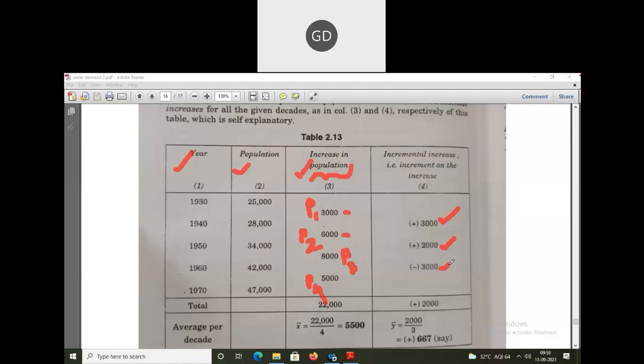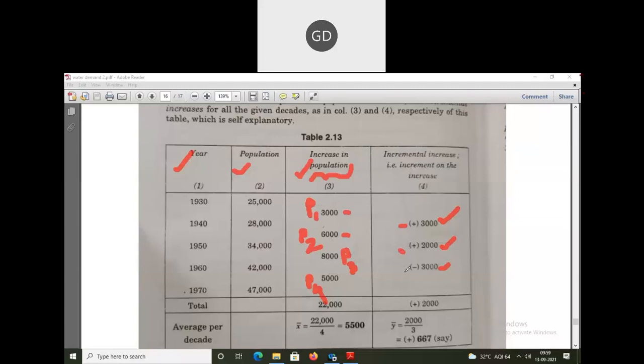So these are the values you have got. The bigger population minus the smaller population, like P2 minus P1, P3 minus P2, then P4 minus P3. The subsequent populations we have subtracted. So now, what are these plus sign and minus sign?